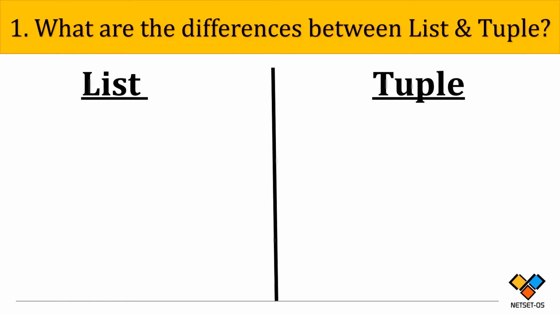So here is our first question. What are the differences between list and tuple? This is the most frequent question asked in interviews. The first difference is that list is mutable whereas tuple is immutable.